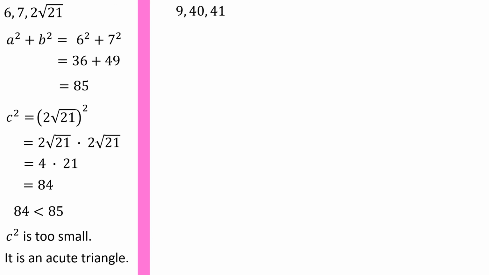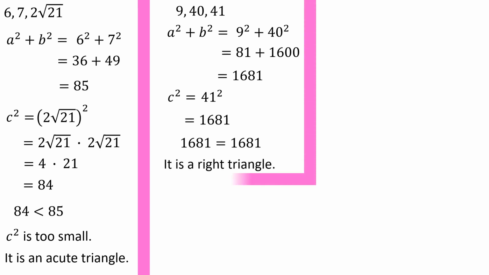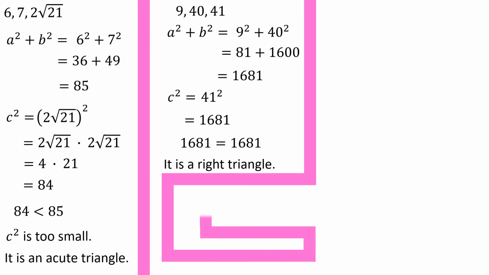9, 40, and 41. Well, 9 times 9 is 81. 40 times 40, 1,600. Add those together, 1,681. How about 41? Well, 41 times 41 is 1,681. Oh my goodness, can you believe that? Those are equal. So it's a right triangle. Perfect, perfect, perfect match.